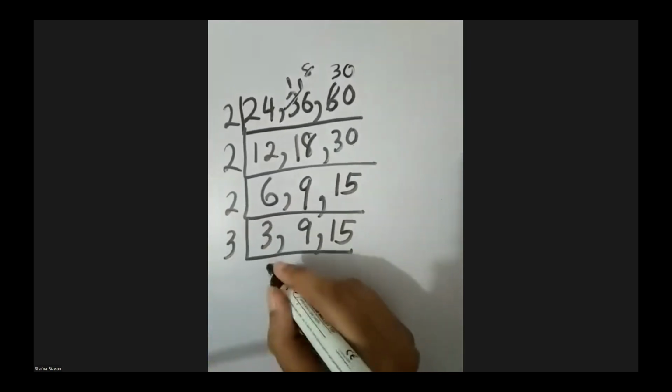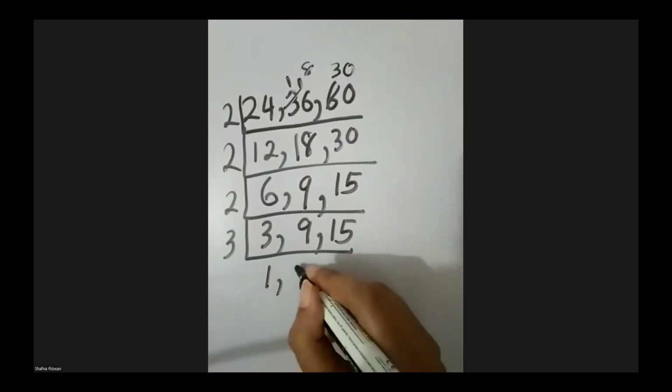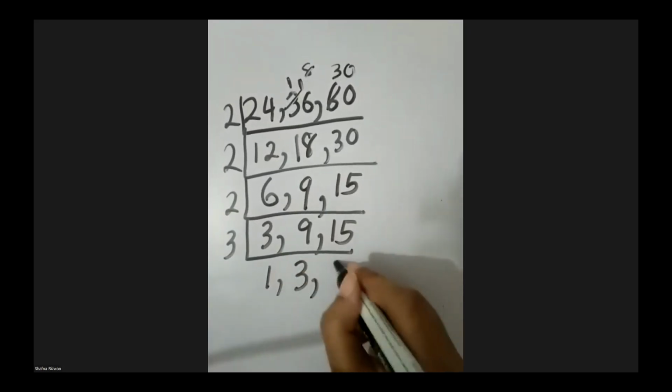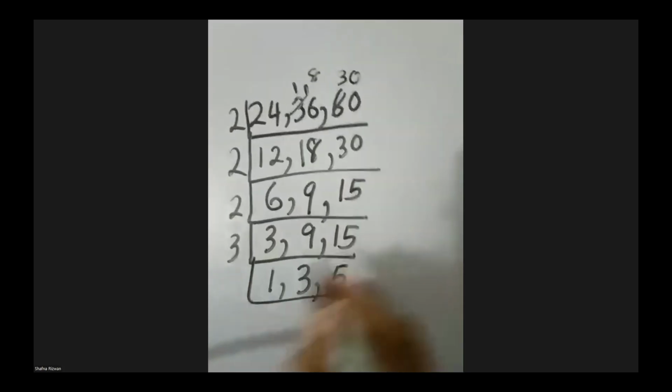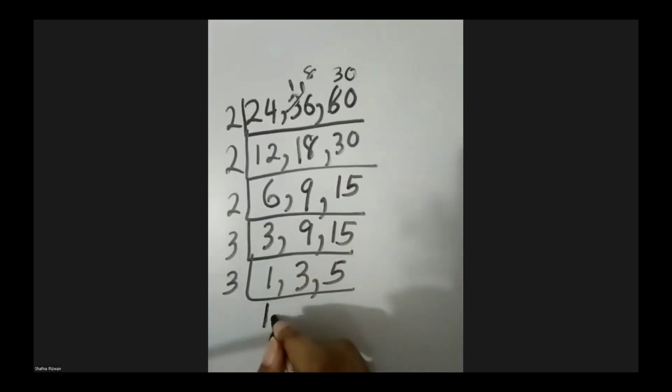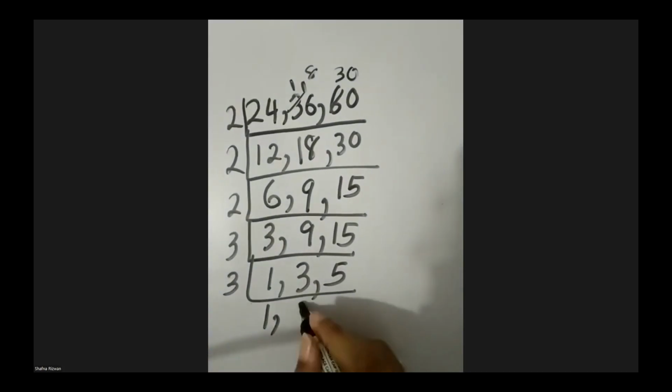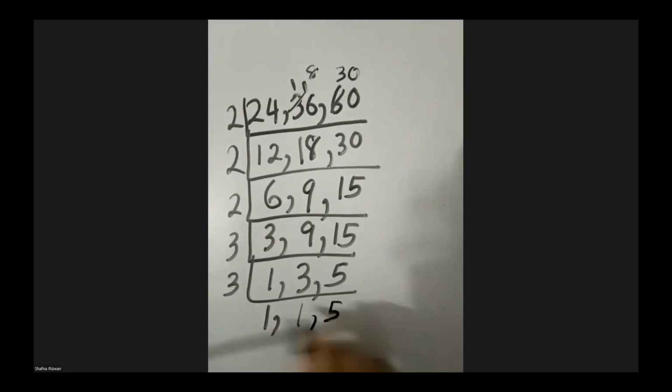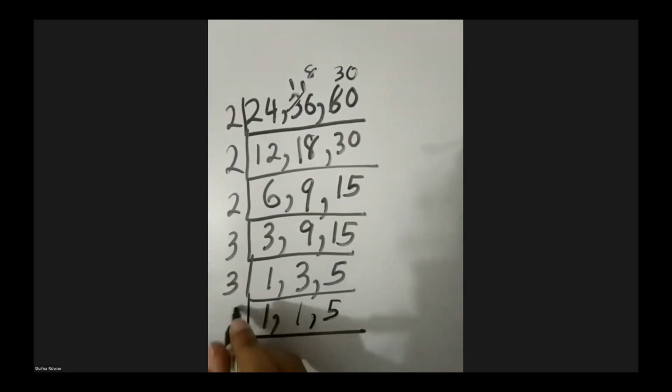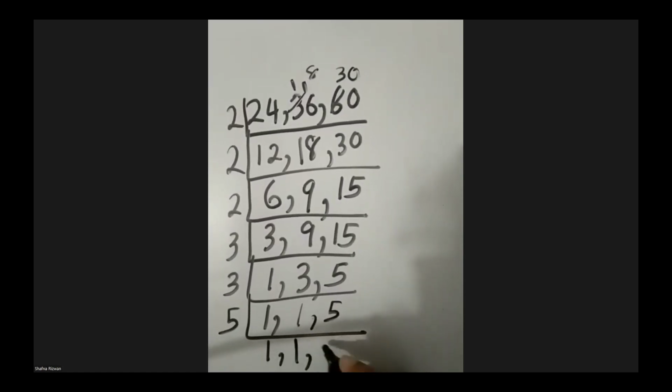3 divided by 3 is 1. 9 divided by 3 is how much? 3. 15 divided by 3 is 5. Now which number can you all take? 3. Here 1 itself. 3 divided by 3 is how much? 1. Then 5, can you all divide? No, keep it like that. Again by which number? 5 itself. 5 divided by 5 is 1.